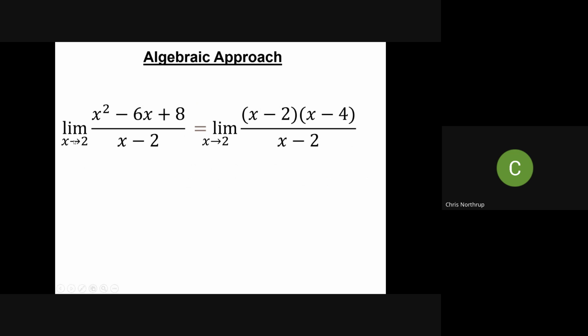So I still have that same notation, limit as x goes to 2, because I have not evaluated the limit yet. Now, if I cancel those factors, I get x minus 4. Now when I plug the 2 in, I get a -2, which is not division by 0 or a square root of a negative, so that would be my limit.